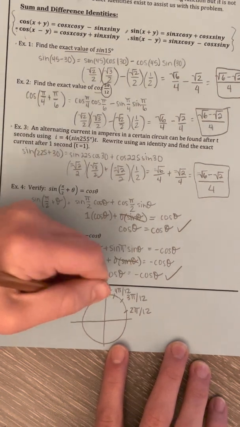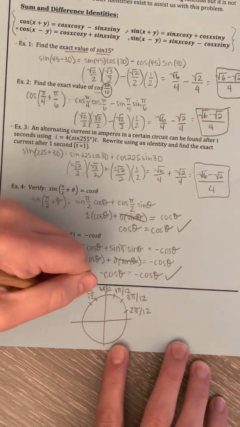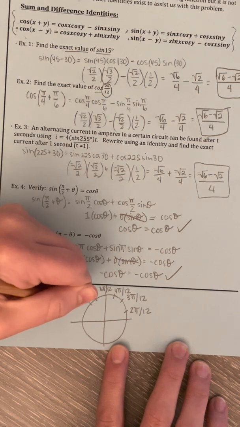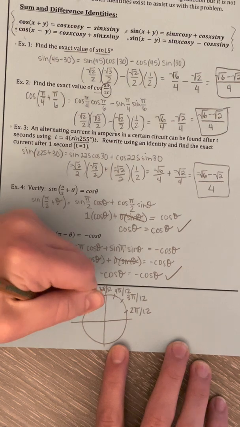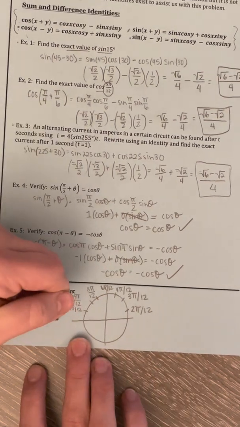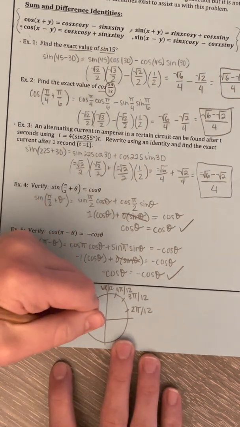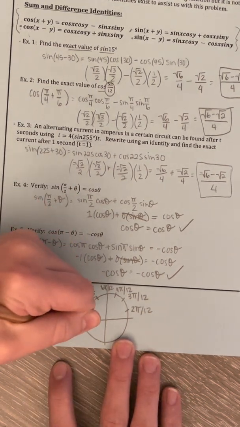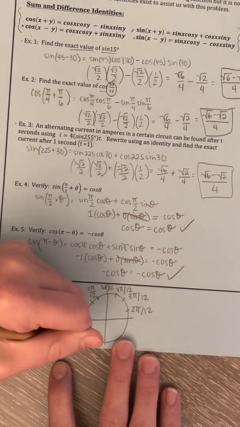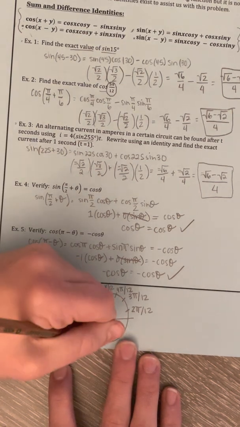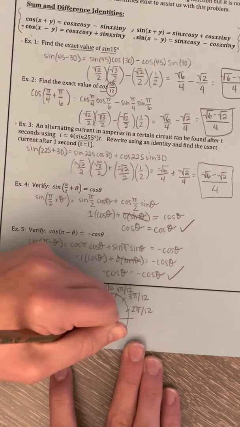Then we have 8 pi over 12, 9 pi over 12, 10 pi over 12. Of course, all the way here is 12 pi over 12. Then we have 14 pi over 12. This is 15 pi over 12. And then we have 16 pi over 12.